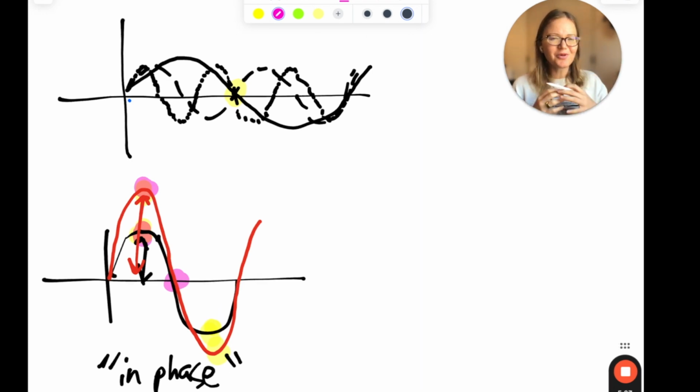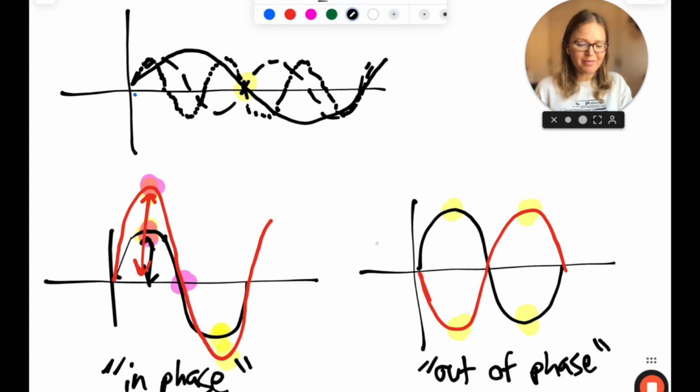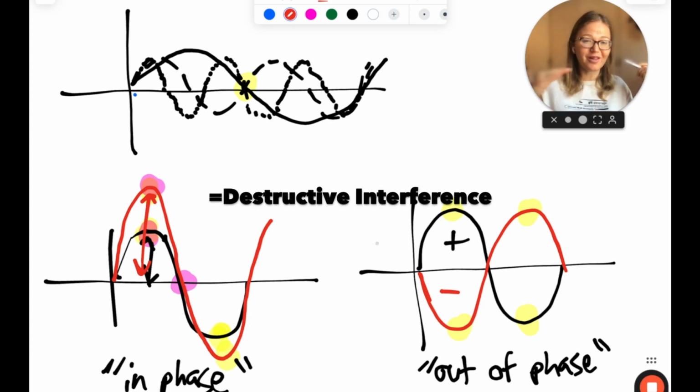Now let's look at an example where our waves are out of phase. Notice what's different about the alignment of our waves here. Our black wave, its peak is where the trough of the red wave is. And the same thing here, right? The peak of our red wave is where the trough of our black wave is. So in other words, our waves are out of phase. They're not lined up. And the result of this is that the positive amplitude of the black wave is going to cancel out with the negative amplitude of the red wave. And you're just going to get a resultant wave that has zero displacement, or in other words, like a line along the x-axis. You're not going to get any signal.